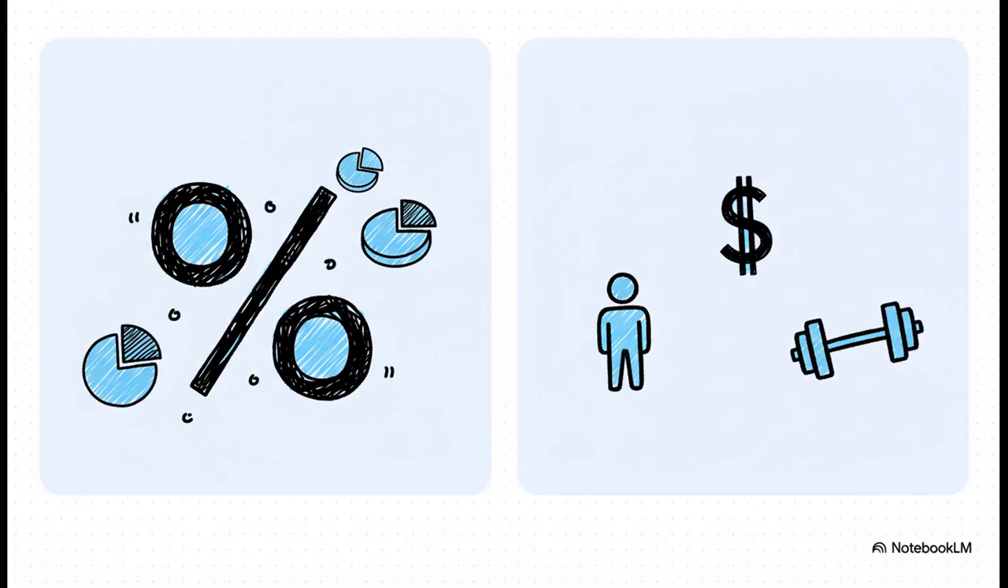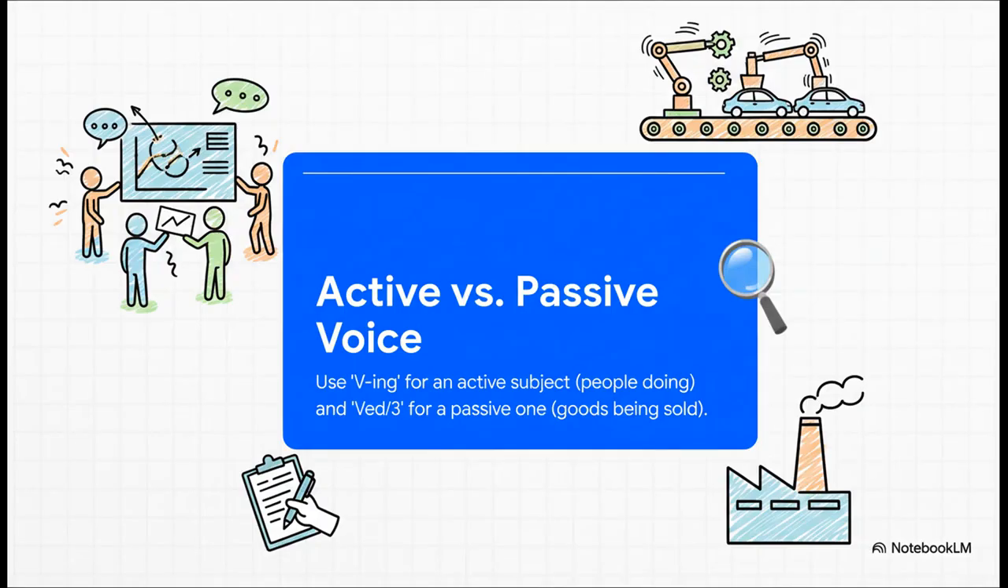Next up, you've got to ask, is my subject active or passive? In other words, is the thing you're talking about doing the action? If so, use the ing form of the verb. For example, people participating. But if the action is being done to the thing, you'll use the past participle, which is usually that ed or en form. For example, goods produced. This little choice makes a huge difference.